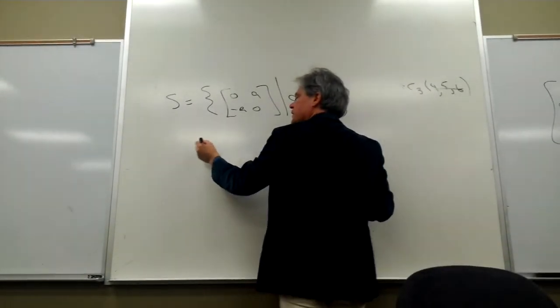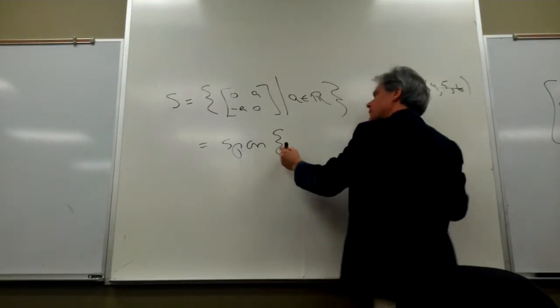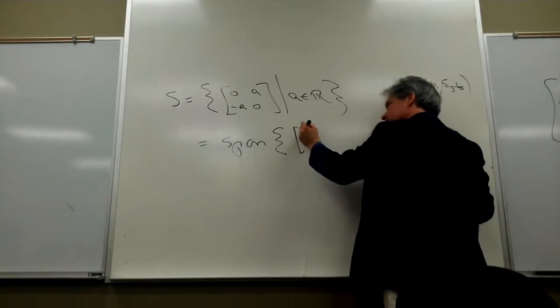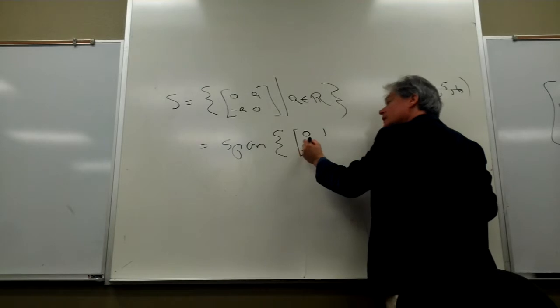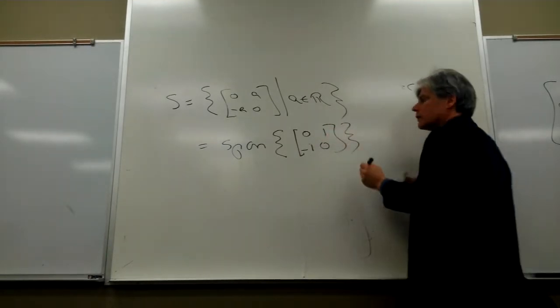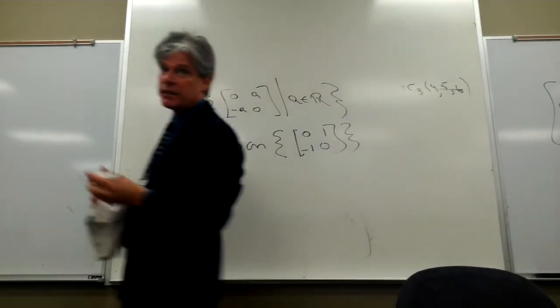But jeepers, this is nothing more than a vector space spanned by a set containing the matrix [0, 1; -1, 0]. Multiplied by a scalar, right? Or I disagree, because when I use span notation, I just want this generating set in there.